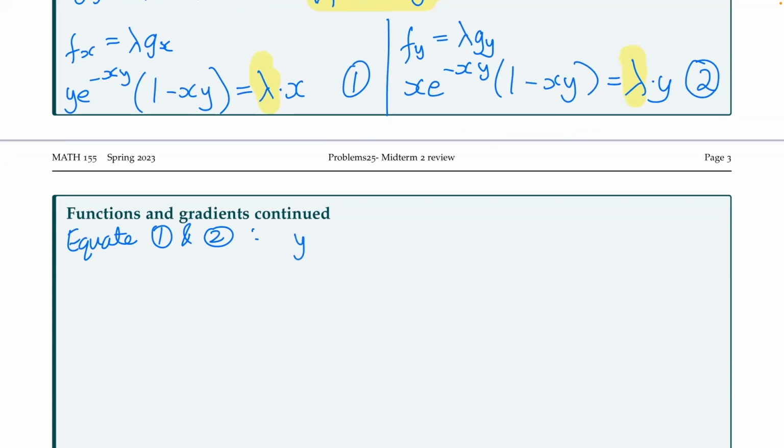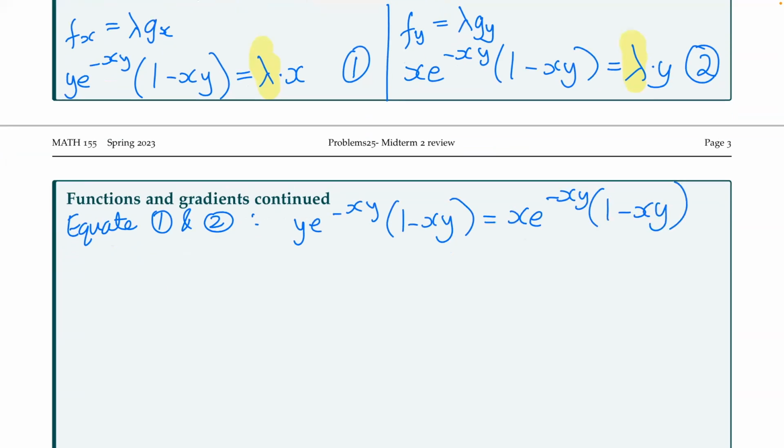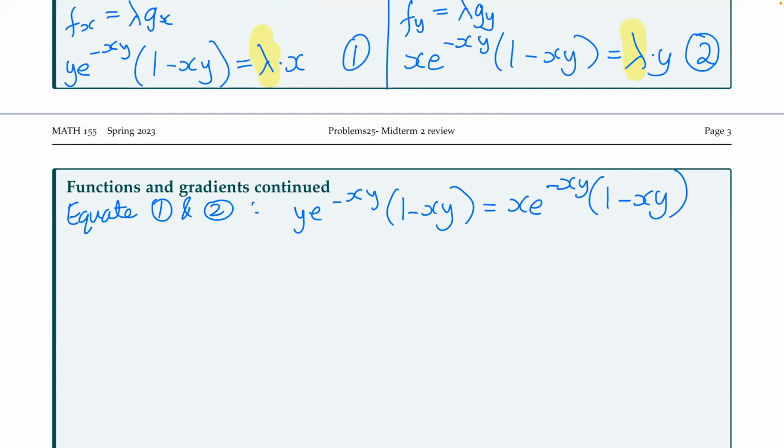We get y e to the minus xy times 1 minus xy is equal to x e to the minus xy times 1 minus xy. At this point, we can do some cancelling. e to the minus xy is always positive, so we can cancel this. Can we cancel anything else?